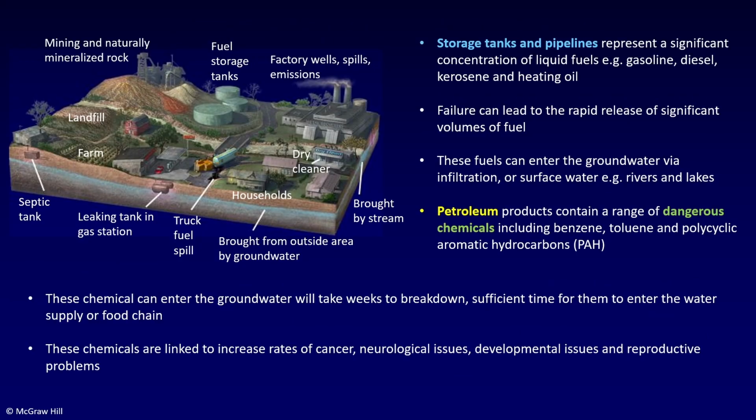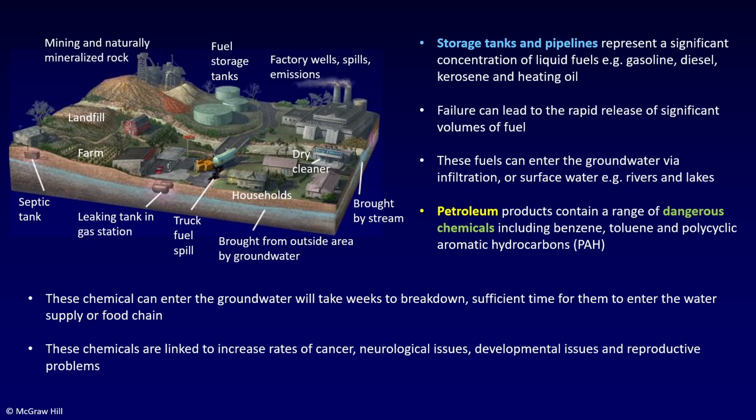Okay, so the next possible source is going to be storage tanks and pipelines. They represent a significant concentration of liquid fuel. So we're looking at gasoline, diesel, kerosene, heating oil, etc. Now, failure of storage tanks or pipelines can cause a rapid release of significant volumes of fuel. So, if a pipeline fails, you are going to get a lot of liquid leaving that pipeline very, very fast.